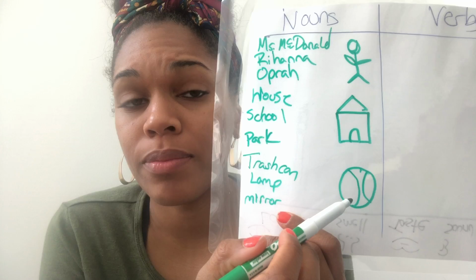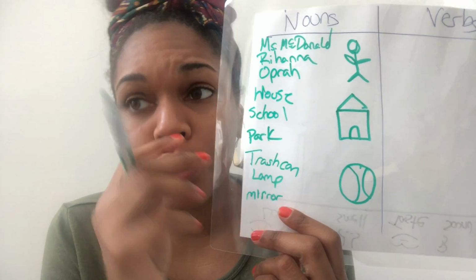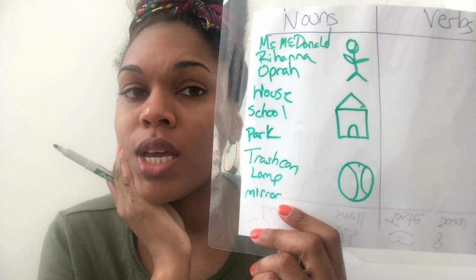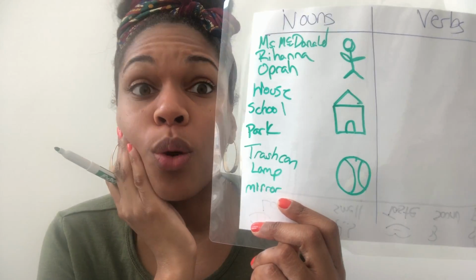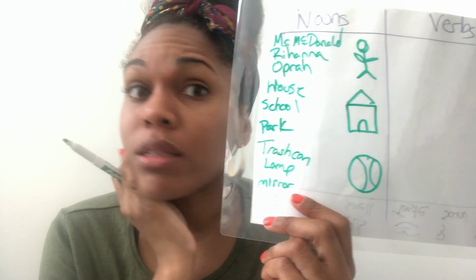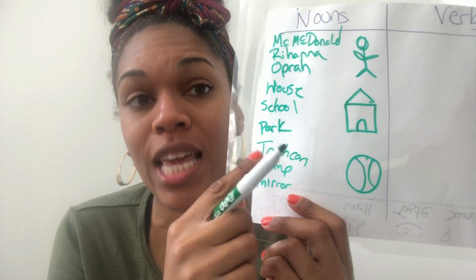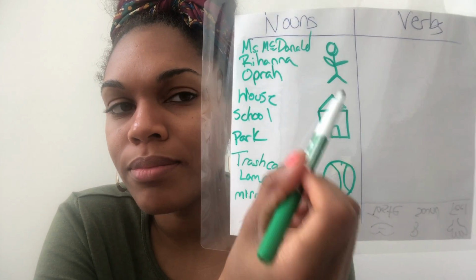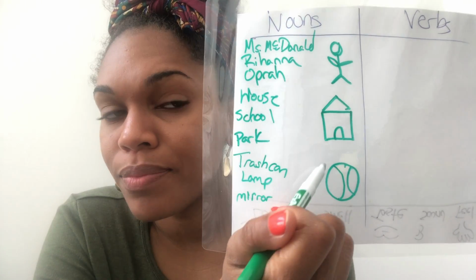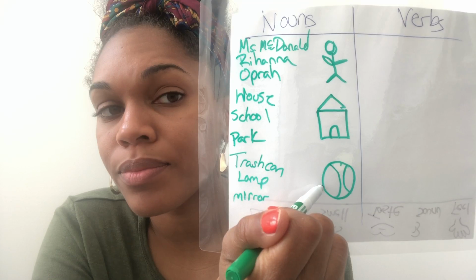Things that you see. Things can be shoes. Things can be a measuring tape. Things can be a wig. Things can be a scarf. These are things. A noun is a person, place, or a thing.